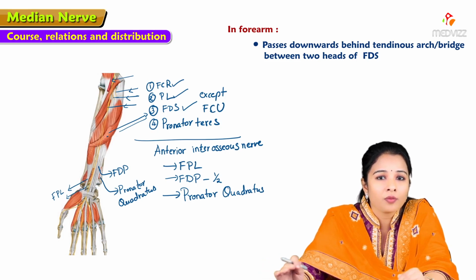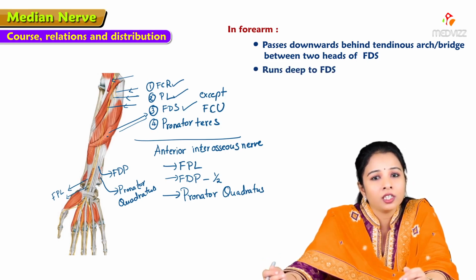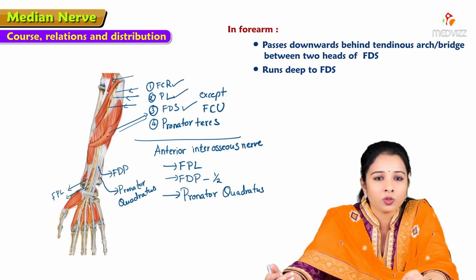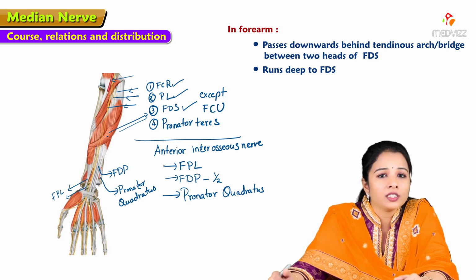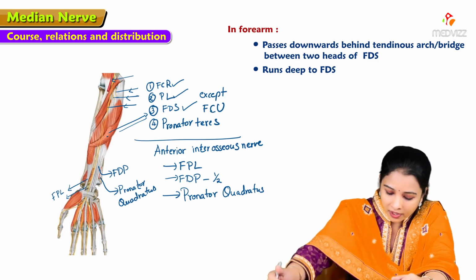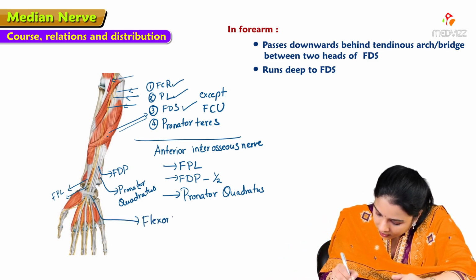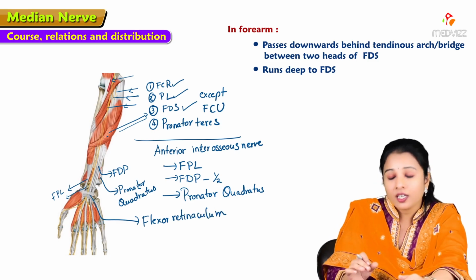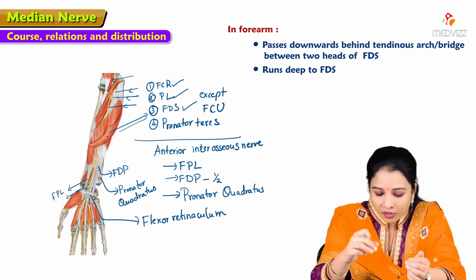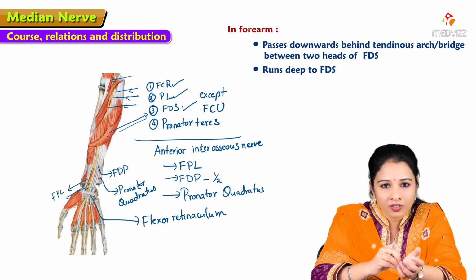The arch is formed by flexor digitorum superficialis and it runs deep to flexor digitorum superficialis, about 5 centimeters proximal to the flexor retinaculum. So I will show you. This is flexor retinaculum. Flexor retinaculum is the modification of the deep fascia present in front of the wrist.